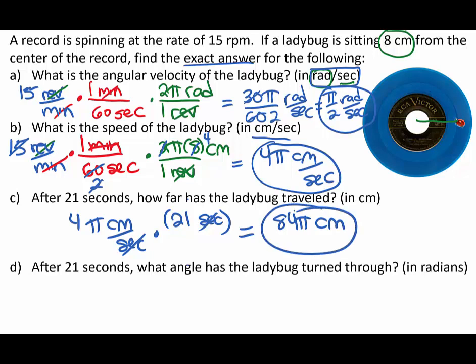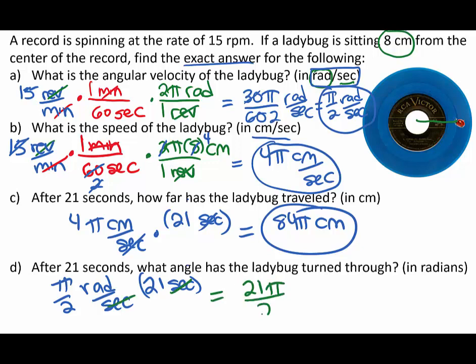Now our last question, after 21 seconds, what angle has the ladybug turned through? Well, let's go ahead and take our angular velocity then. That was pi over 2 from part A, radians per second, and we're going to go for 21 seconds. And so as we look at that, the seconds will cancel here, and the angle is 21 pi over 2 radians.